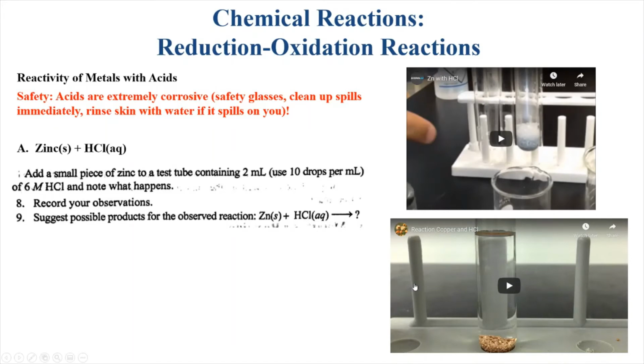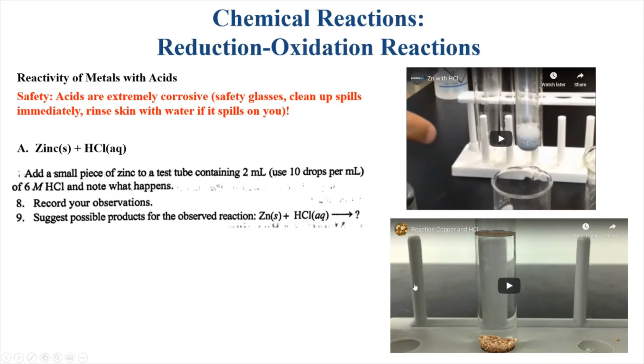Now, acids, in terms of safety, are extremely corrosive, and they can burn your skin if you get it on you. So we want to make sure that we wear safety glasses to prevent the acids from getting into our eyes. If the acid spills, we want to clean up that spill immediately, so that, for example, somebody doesn't lean their arm on it and get burned because they don't know that they're leaning in acid. They think it's water, for example. And if you ever get acid on your skin, you want to wash it with water to remove the acid before it has a chance to burn you. So you want to rinse your skin immediately with water to dilute the acid and get it off your skin.